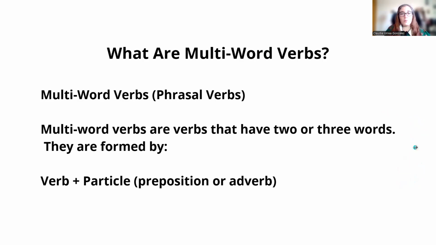So the meaning: what are multi-word verbs? Multi-word verbs, phrasal verbs, are verbs that have two or more words. Here I put three, but it can be more, yeah? They are formed by a verb and a particle, a preposition or an adverb. Do you remember what the difference is between these two?